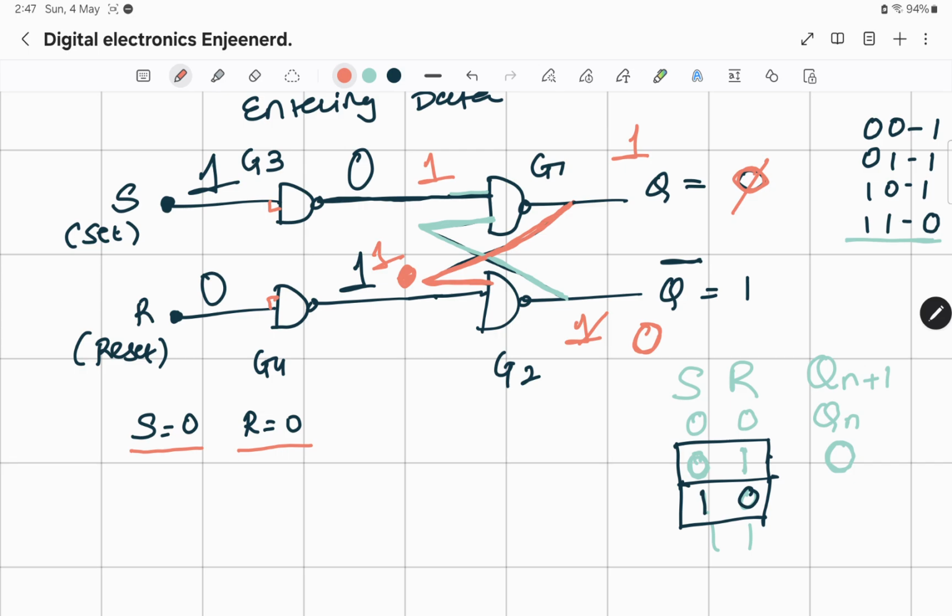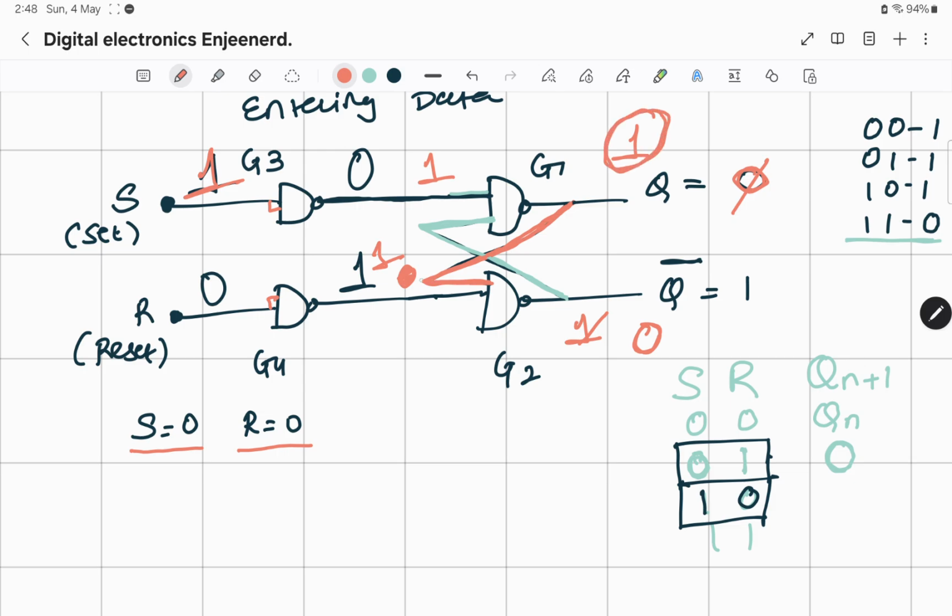So when you have S equal to 1 and R equal to 0, S stands for set. We are setting the value of the flip-flop to 1. Reset means 0, set means 1. So whenever S is equal to 1 at the input, it means you want to set the value of this Q, which we did here just now.